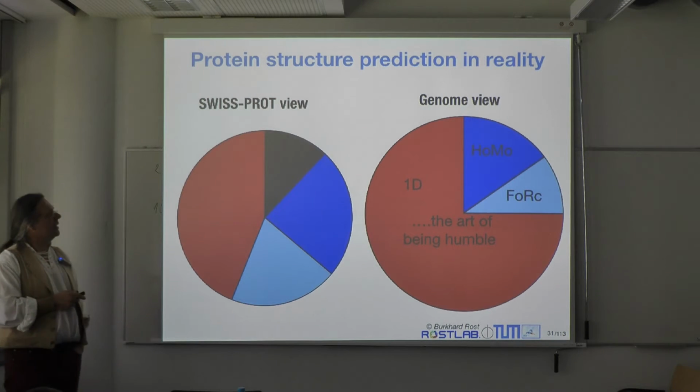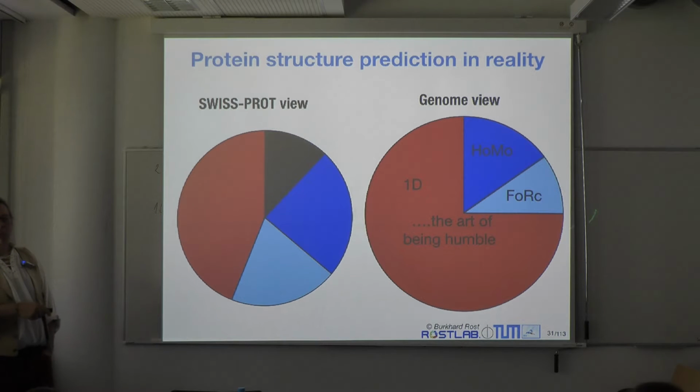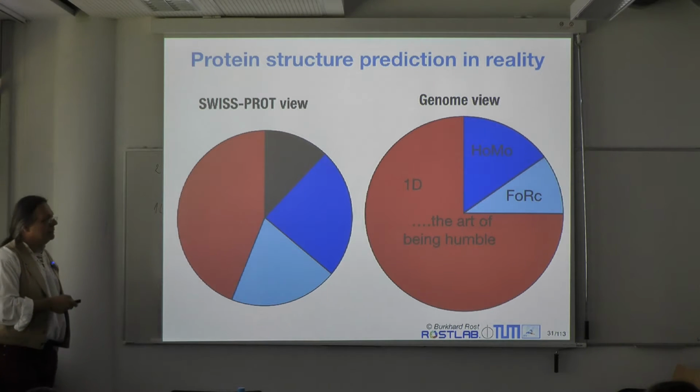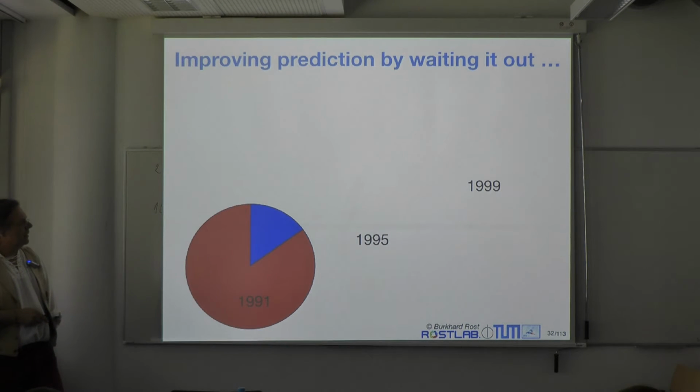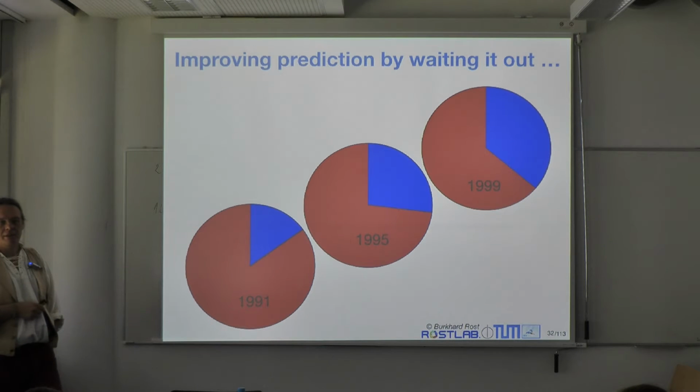And if I look at that, the genome view looks a little bit more like this. So comparative modeling is no longer really covering much more than, well, it's certainly not reaching more than half. The good news is, just sit there and wait. Things get better. So this is the view from 91 to 99. And again, the non-genome view is the Swissprot view. This increase here has nothing to do with improving methods, just because databases grow. That's all. The database of sequences and structures.